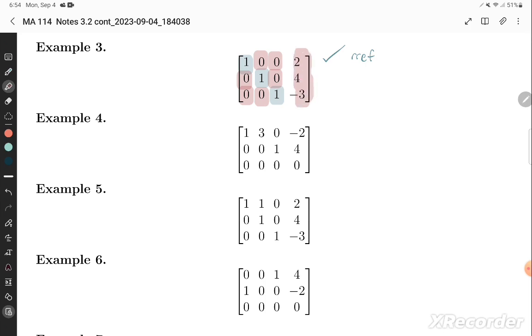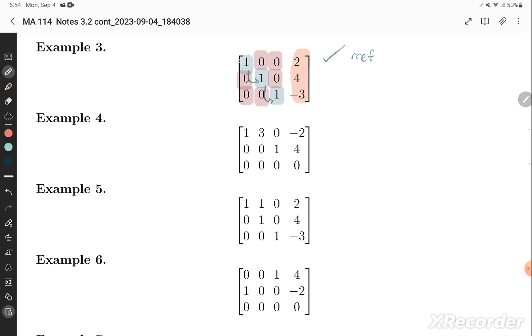The reason I don't care as much about this last column is because I don't have any more space to have leading entries, right? I've only got 3 possible rows, so I don't have any more rows to go over to the right. Also, at the same time, each of the leading entries are down and to the right of each other, and that's what R3 is mentioning.